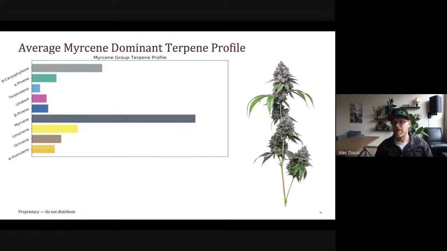So GDP, Grape Ape, Granddaddy Purple, purple effects. And if you see a little bit less caryophyllene and a little bit of pinene, that makes all the Blue Dreams. If both of those are a little low and it's just super primary myrcene, then that's all the Tangies, Agent Orange, Cali-O, Forbidden Fruit, et cetera. And that takes us to our next group.